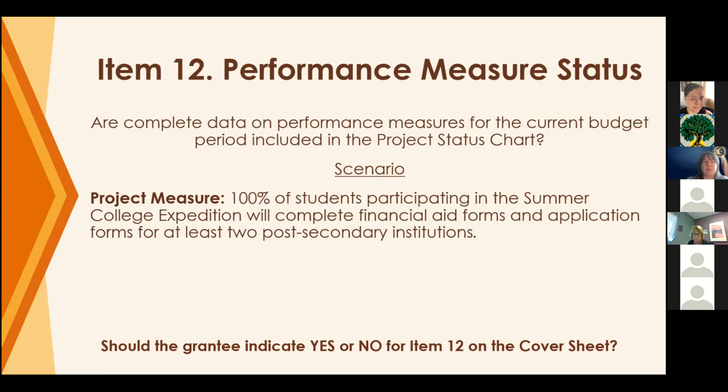So the question for item number 12 is, are complete data on performance measures for the current budget period included in the project status chart? And the project measure in our scenario that this grantee is going to be reporting on is a project measure that reads 100% of students participating in the summer college expedition will complete financial aid forms and application forms for at least 2 post-secondary institutions. So you can give me your answer into the chat box, a yes or a no. Are all the data available?